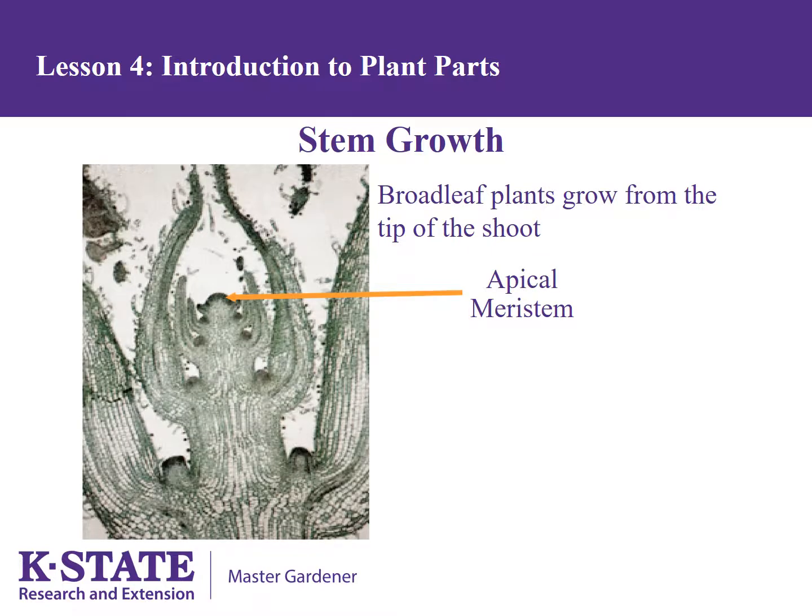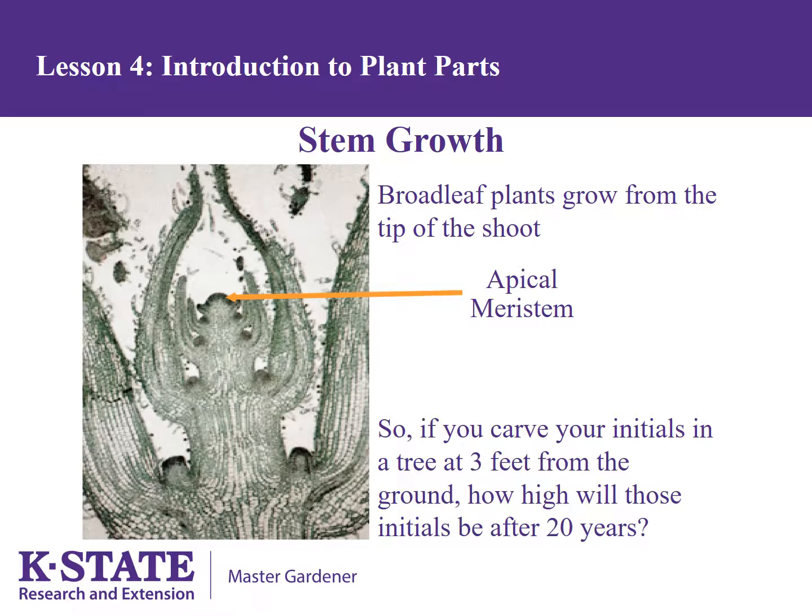This is a photo of the apical meristem. Remember when we were talking about tissue culture? The apical meristem is the portion of the plant that was placed on the agar. So if you carve your initials in a tree trunk at 3 feet high, how high will those initials be after 20 years? 3 feet. Trees don't grow from the base, but from the tips of the branches.